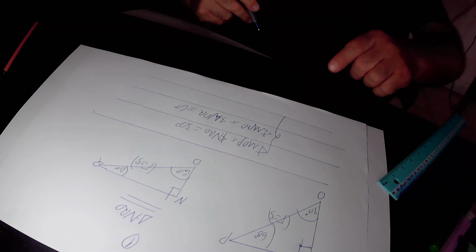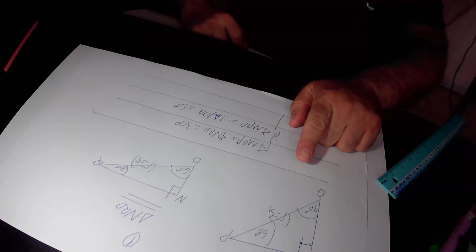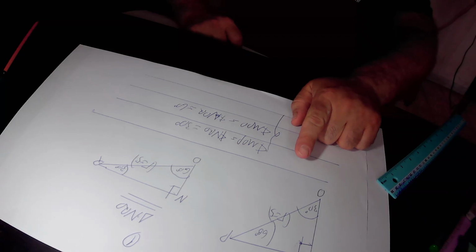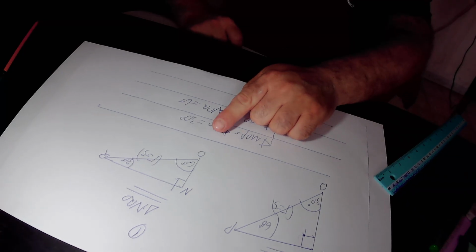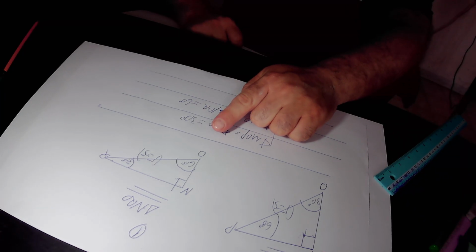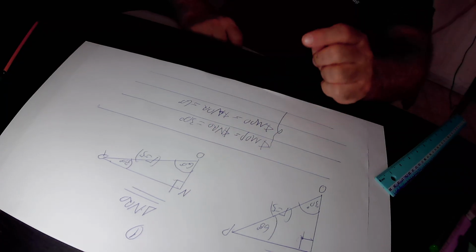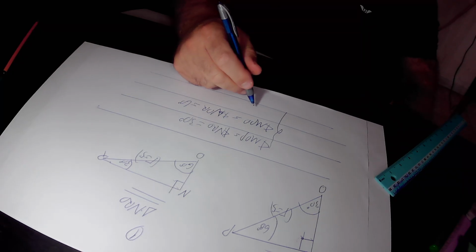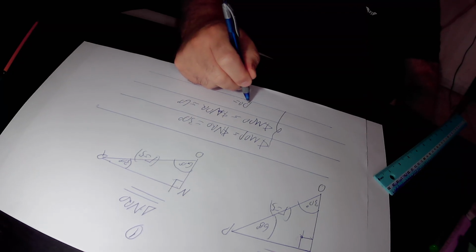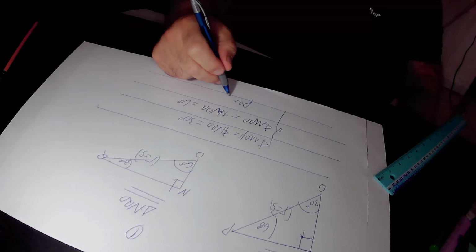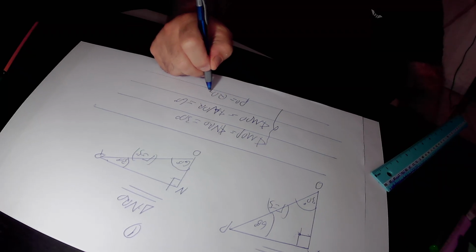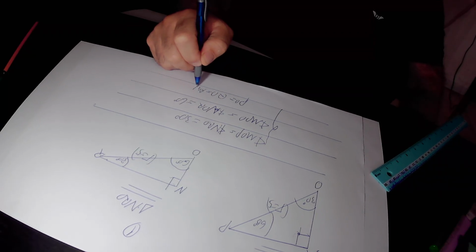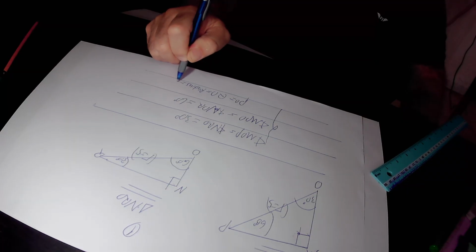And finally, side PO in this right triangle MOP is equal to side QO in the right triangle NQO. They are both equal to the radius, which is 5, and therefore they are equal to each other. So PO equals QO equals the radius of the circle, which is equal to 5.